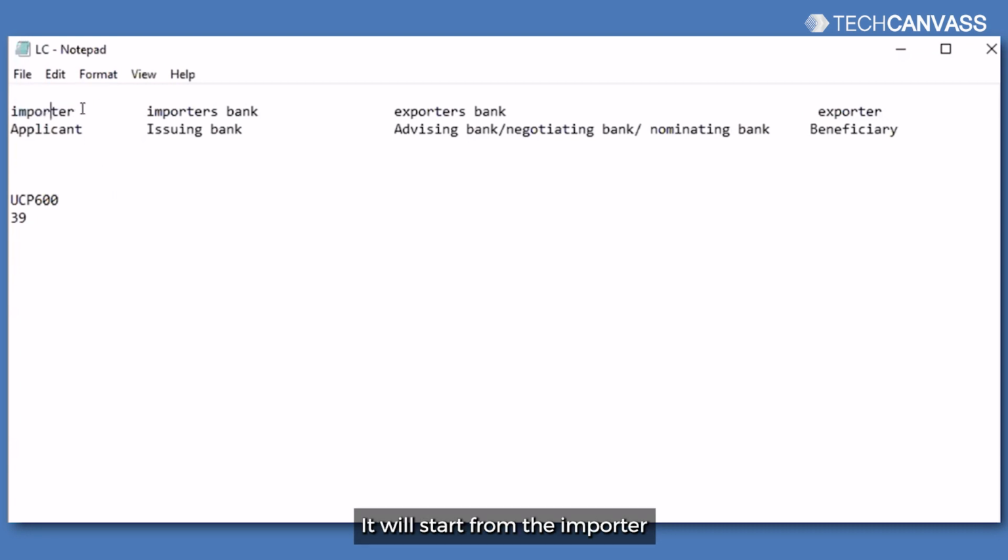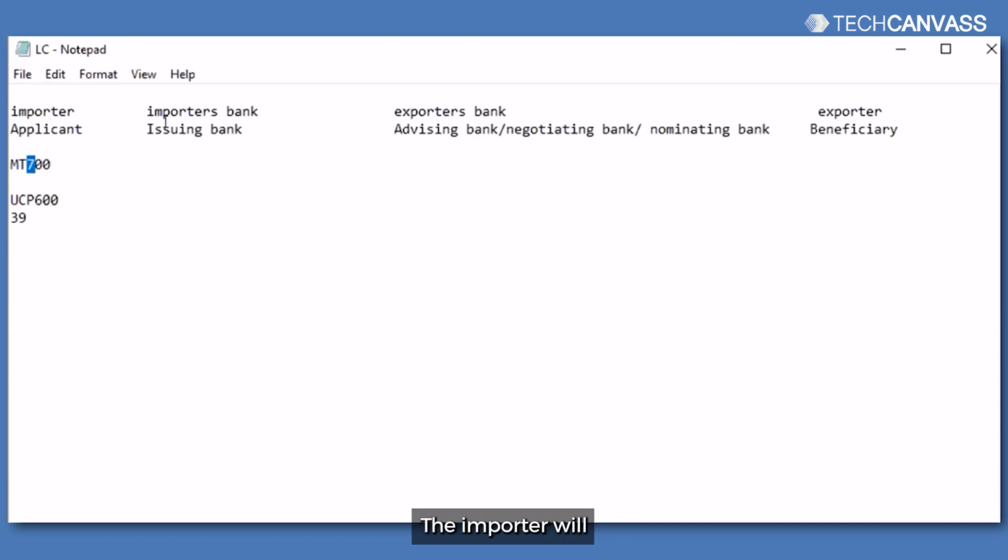It will start from the importer to the exporter. The importer will go to the importing bank, and he will ask it to issue the letter of credit on his behalf to the exporter. And he will give all the instructions, like what the amount of the LC is, whether partial shipments are allowed or not, what the expiry date is, what documents should be submitted, what goods he is going to get from the exporter, and what banks are involved, and everything will be written in the letter of credit, in the form of MT 700.